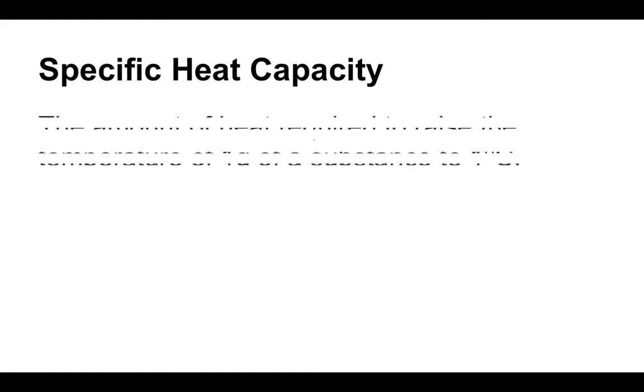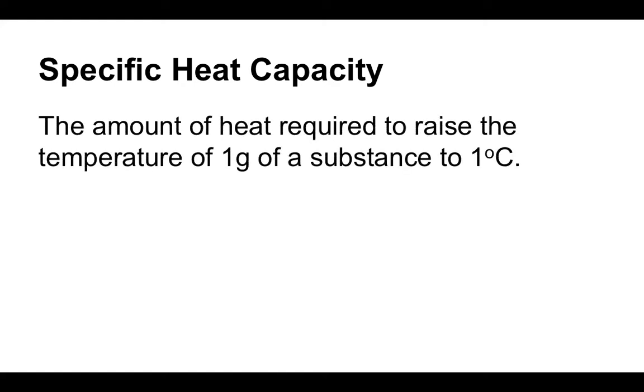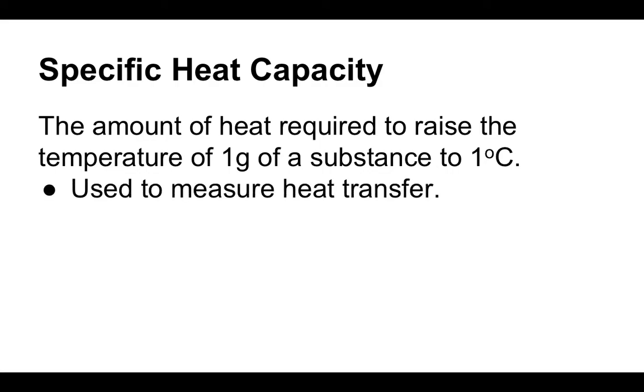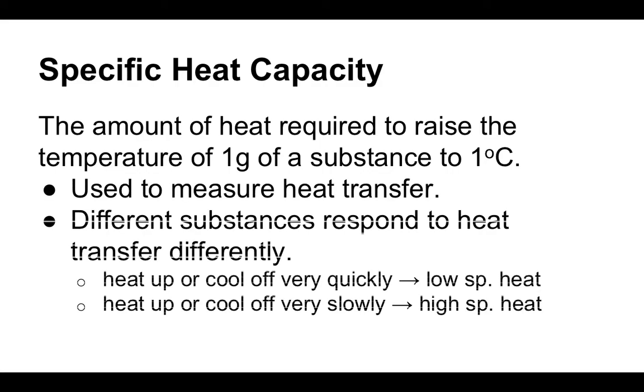Specific heat capacity is a term used to define the amount of heat required to raise the temperature of 1 gram of a substance by 1 degree Celsius. It's used to measure heat transfer, and different substances respond to heat transfer differently. In other words, this is a physical property of certain substances. If it heats up or cools off very quickly, it has low specific heat. If it heats up or cools off very slowly, it has high specific heat.